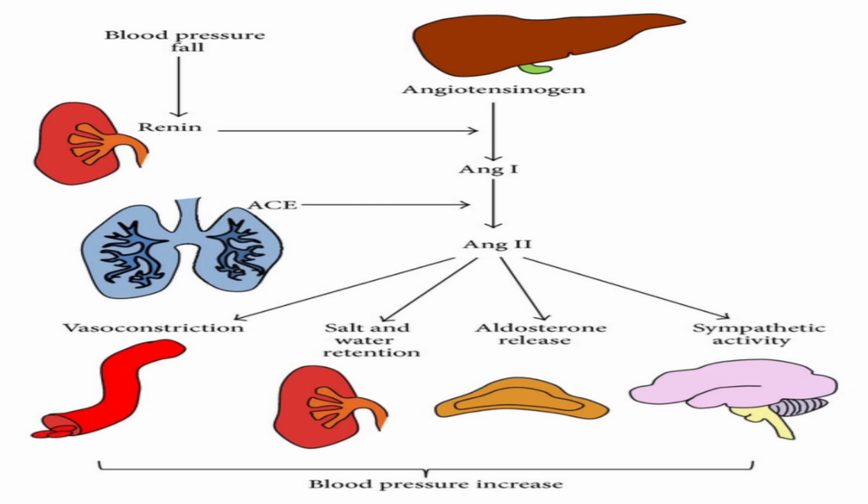So, this picture is showing how the renin angiotensin aldosterone system acts when blood pressure falls. It leads to the release of renin from juxtaglomerular cells, which converts the angiotensinogen in the liver into angiotensin 1. Then angiotensin 1, in the presence of angiotensin converting enzyme in the lungs, is converted into angiotensin 2, and then angiotensin 2 causes four effects: vasoconstriction, salt and water retention, aldosterone release, and sympathetic activity, and all these processes lead to the increase of blood pressure.